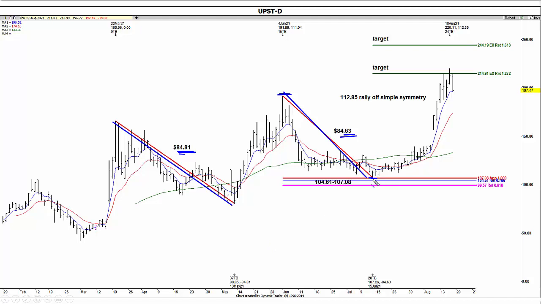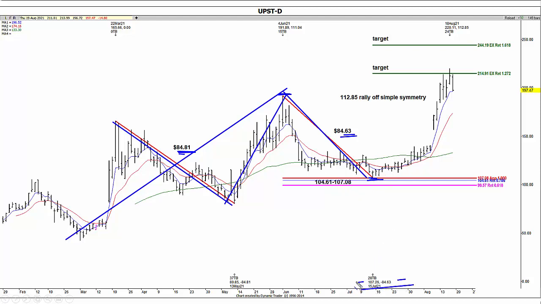So this by itself, you could have just used that symmetry projection for a trade setup. But I do like when there are other price relationships that overlap. There was also a 786 retracement of one of these prior swings. I believe it was this one. And then underneath that, there was a 618, I believe, of the larger swing. But bottom line, we had support here, mostly at 104.61 to 107.08. Actual low was made at 107.26.